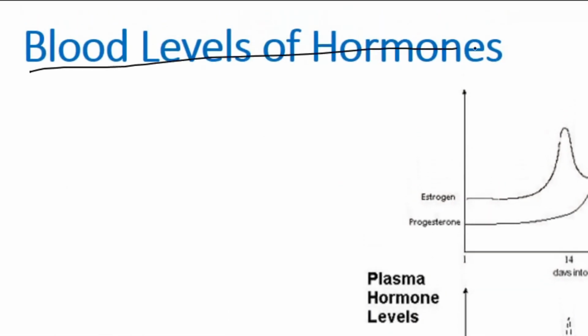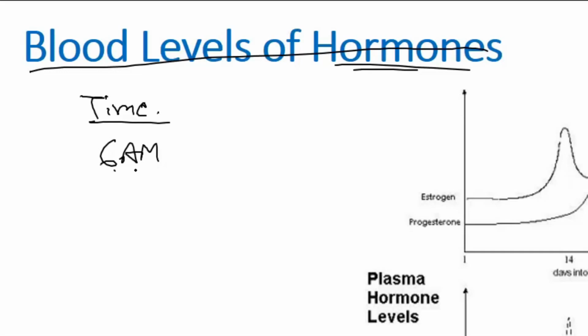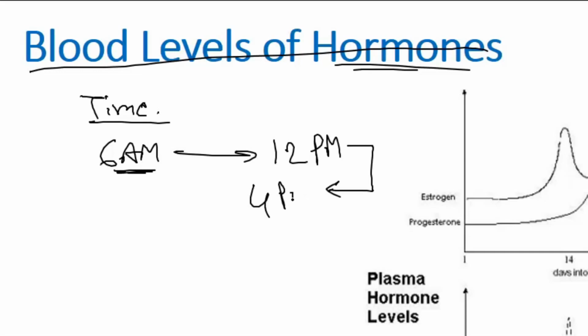Now let's talk about the blood levels of hormones, and that will conclude our discussion today. Blood levels of a given hormone can vary widely depending upon so many factors. Even these things vary from time to time. Whatever hormone profile you have at 6 a.m. in the morning will be completely different at 12 p.m. noon, completely different at 4 p.m. in the evening, and completely different at 9 o'clock at night.